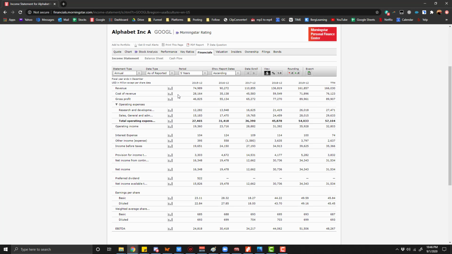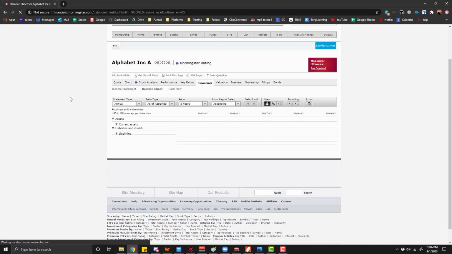Okay, so just take a look and make sure that you have high profit margins for gross profit, high profit margins for the operating margin, and high net profit margins. When you have high margins, the company's making good money. If you have low margins, you're not making a lot of money.